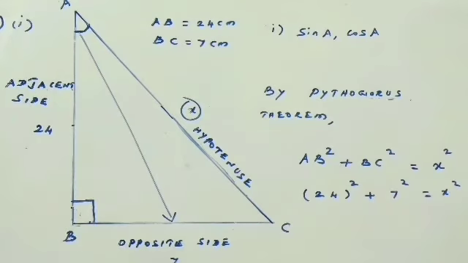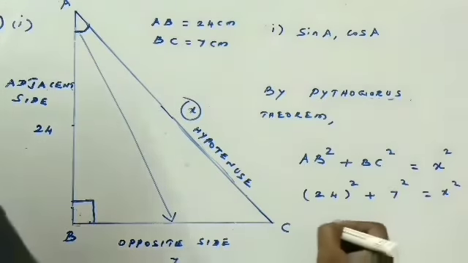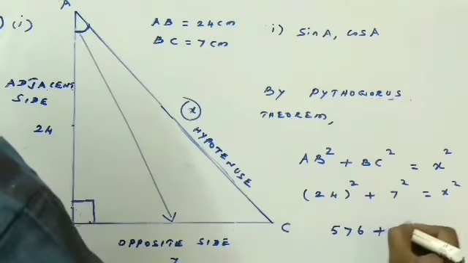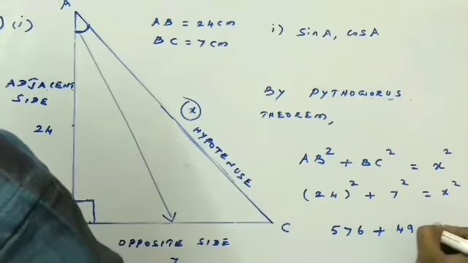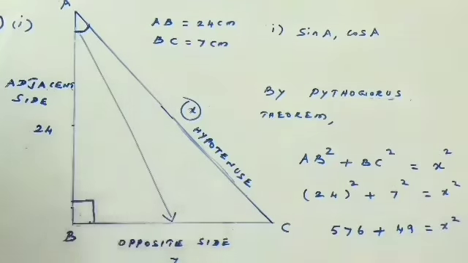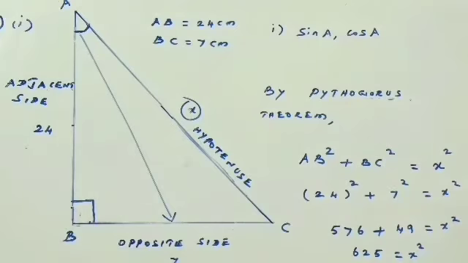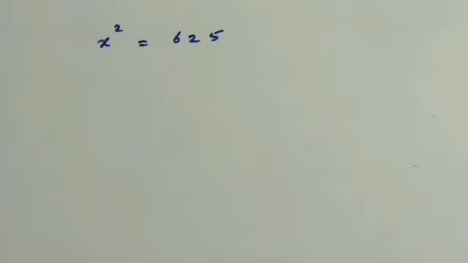24 square, that is 576. 7 square, that is 49. So adding the value of 576 plus 49 gives 625. So the value of x square is 625. We need the value of x. Now the value of x square is 625.